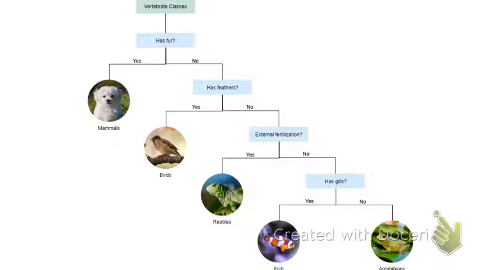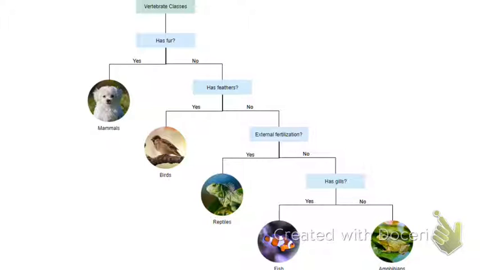Here's another example of a dichotomous key. And both of these, in math, you call a tree diagram. These tree diagrams are essentially a tree diagram version of a dichotomous key. And we'll look later at what another version of the dichotomous key is. So this one is: has fur, yes or no; has feathers, yes or no; does it get fertilized on the outside, yes or no; and you keep asking the questions until you get to an organism.